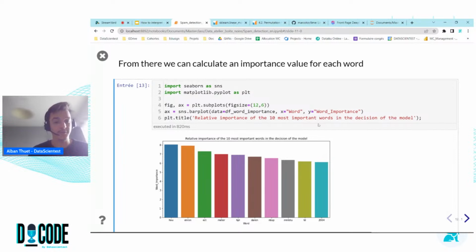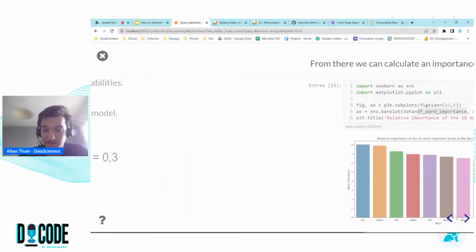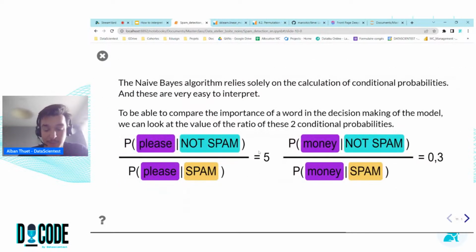Okay, so we'll be able to look at it directly on our data set. I didn't show you how to get to this feature importance. There are a few steps that I won't be able to explain to you, but there are some calculations, some operations to make.